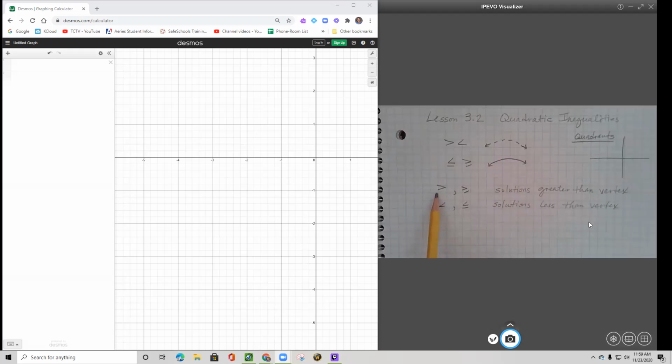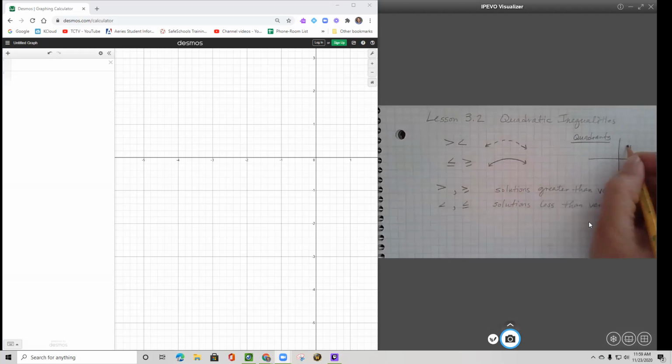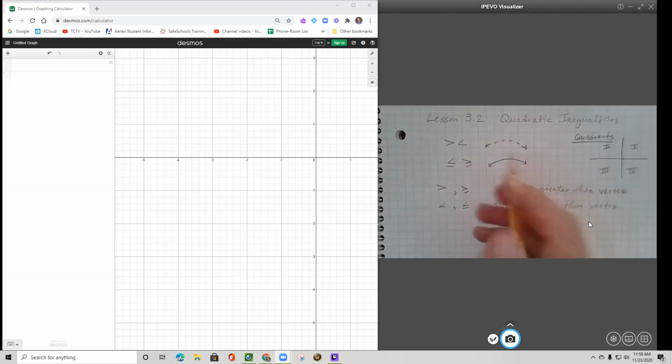Anytime you have greater than or equal, that means your solutions are greater than the vertex. Anytime you have less than or equal, that means your solutions are less than the vertex. Also, you need to label what quadrants contain solutions, once you graph your curve using the appropriate boundary type and shade either greater than the vertex or less than the vertex.